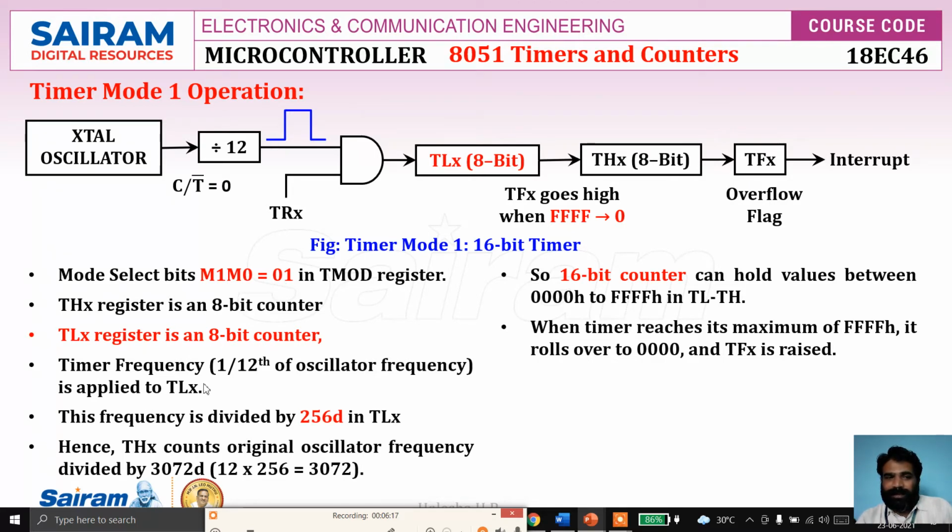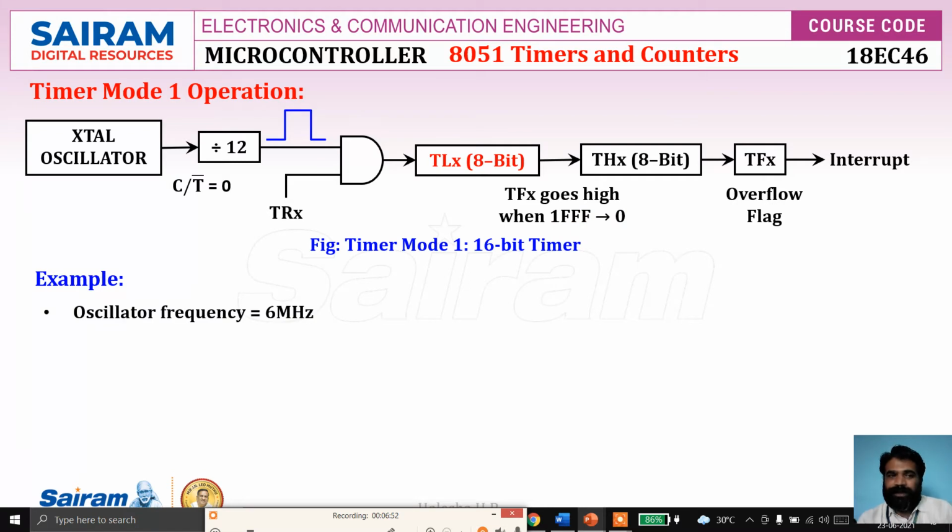In TLX the frequency is divided by 256. So THX counts the original oscillator frequency divided by 3072 decimal. Since it is a 16-bit counter, it can hold any values, and the timer rolls over when it reaches the maximum value. It is very similar to mode 0. The only change is that TLX is 8-bit.